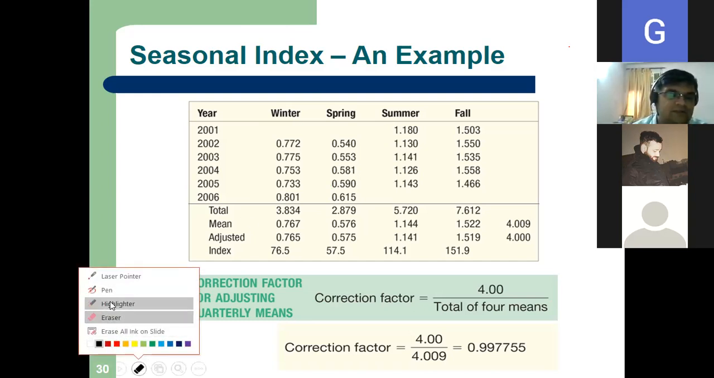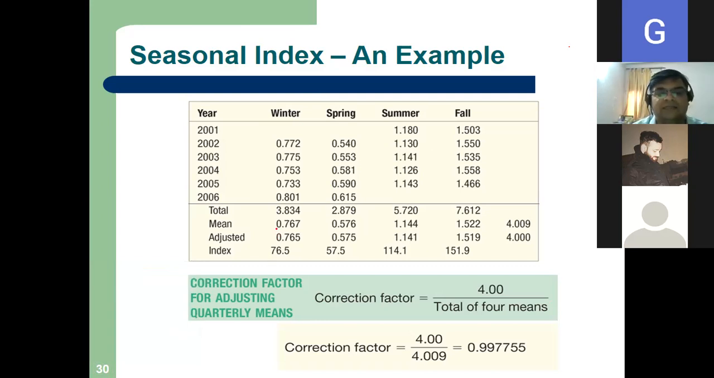And what is my final index? Let me give you the final adjusted index: 0.765. If you want to write in percentage, it is 76.5. 0.575, in percentage it is 57.5. 1.141, in percentage it is 114.1. And the final one is 1.519, in percentage 151.9. Is this clear? Yes, students.